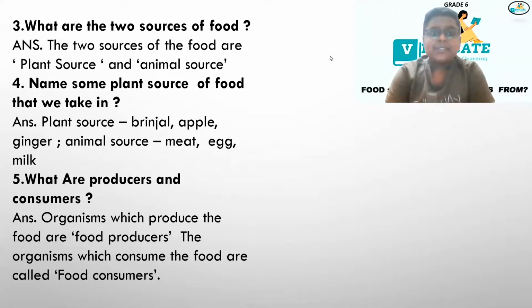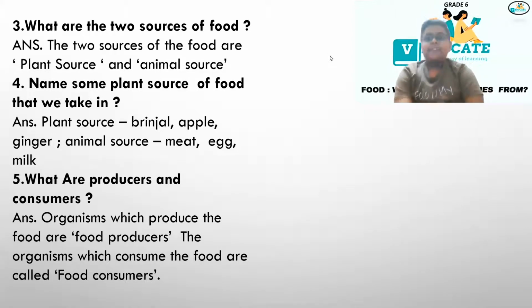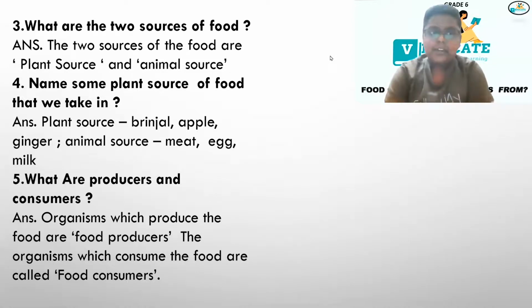Name some plant sources of food that we take in. So we have to give a few examples. Plant sources: brinjal, apple, ginger, and other vegetables and fruits. And for animal sources: meat, egg, milk, curd, butter, etc.